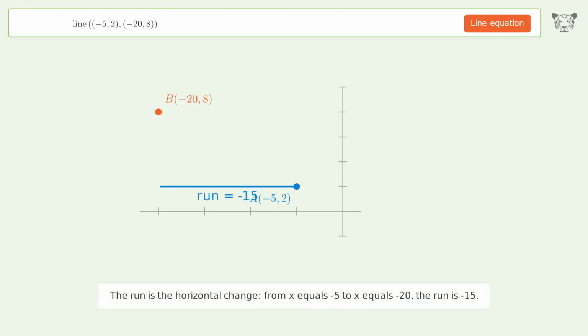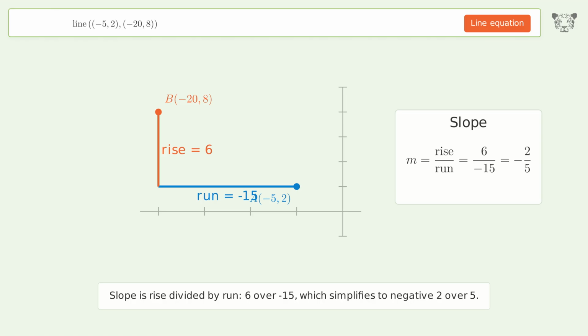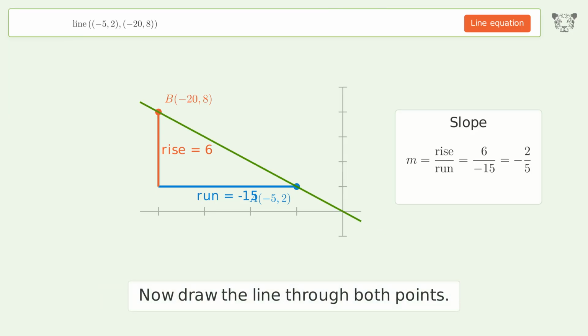The run is the horizontal change, from x equals -5 to x equals -20, the run is -15. The rise is the vertical change, from y equals 2 to y equals 8, the rise is 6. Slope is rise divided by run, 6 over -15, which simplifies to -2 over 5. Now draw the line through both points.